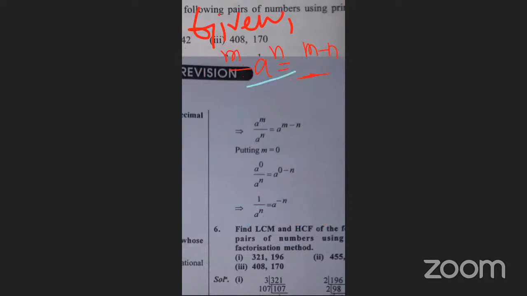Okay, once again I am discussing, see once. In the main question, they gave a to the power m divided by a to the power n equals a to the power m minus n. This line I wrote in this form, a to the power m divided by a to the power n. The RHS was a to the power m minus n, which remains as it is.